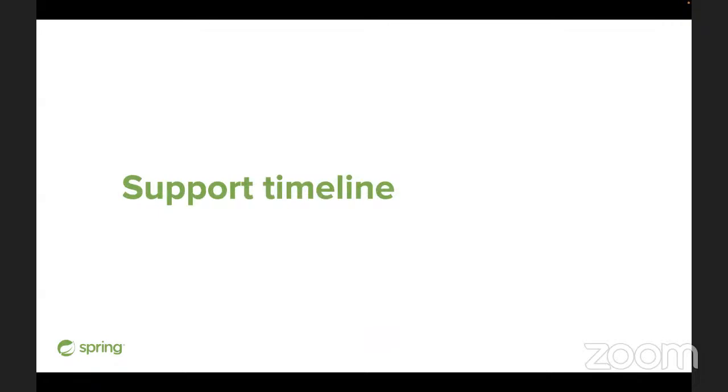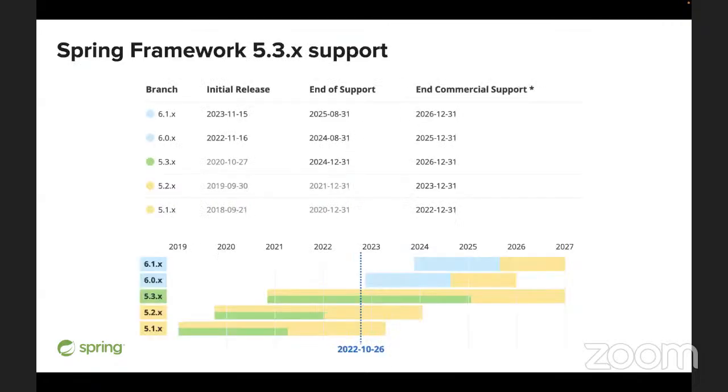Okay, so let's talk a bit about the support timeline. This is where we are at the moment today, with Spring Framework 5.3 being the current generation, and 6.0 about to be released. So this is the blue line you see at the top. It's not yet available, but it will turn green once it is, green and yellow.